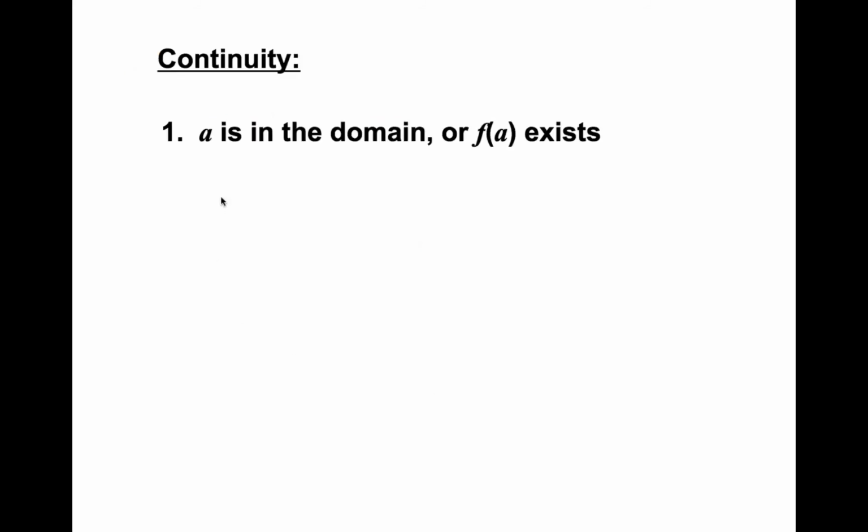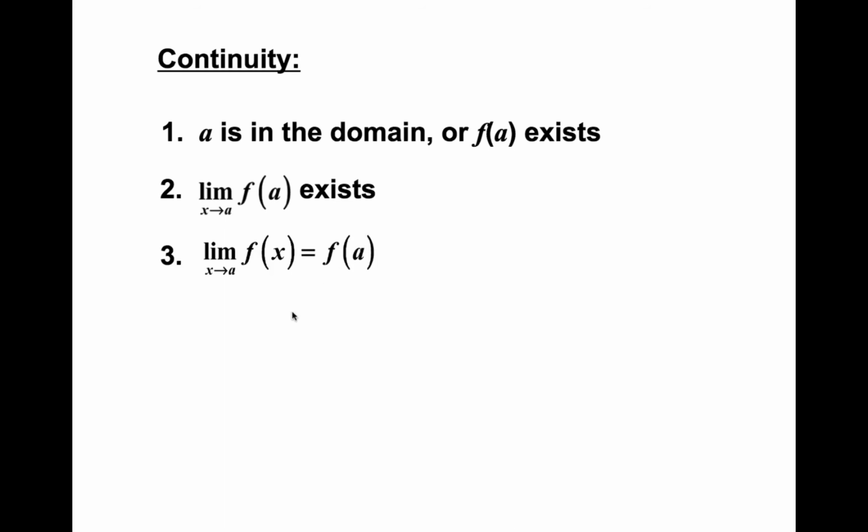All right, continuity. This is a separate topic. The definition of continuity is to say that number 1, A is in the domain, or f of A exists. Number 2, the limit as x approaches A of f of x exists, so you can't have an undefined limit. And number 3, the limit as x approaches A of f of x should equal f of A. So plugging in the A should give you f of A.